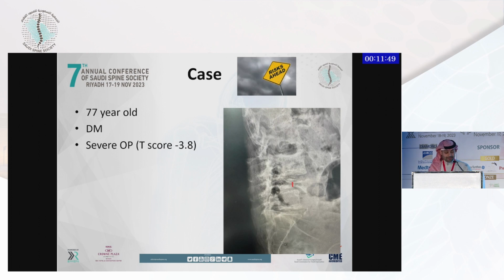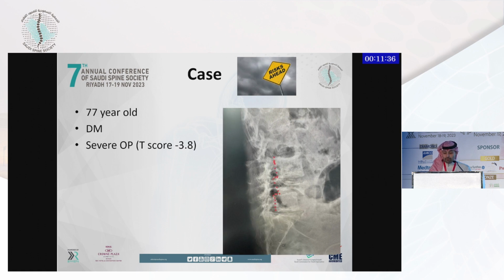I'll start with a case. This is a 77-year-old lady who's diabetic and a known case of severe osteoporosis. Her T-score is minus 3.8. As you can see, there is a significant compression fracture at L4 with step ladder deformity at this segment.